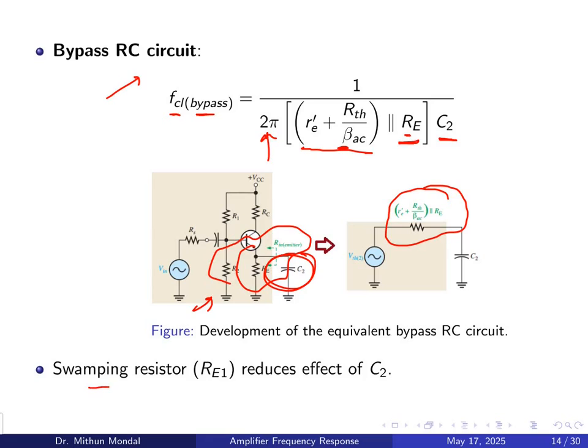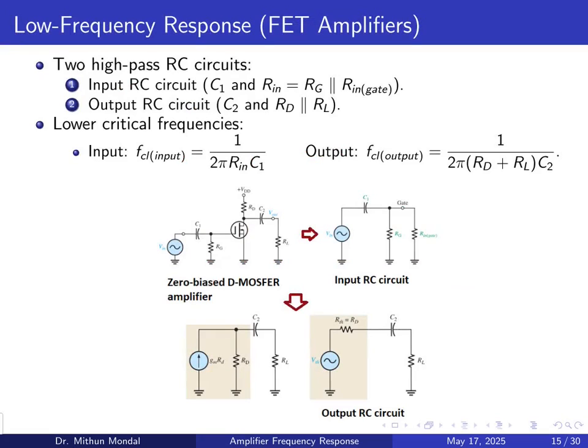And you have the swamping resistor, which we have discussed in the previous lectures. RE1 will reduce the effect of C2. So we need to reduce the effect of C2, then we can put the swamping resistor in parallel with the capacitor. Now we have discussed the BJT.